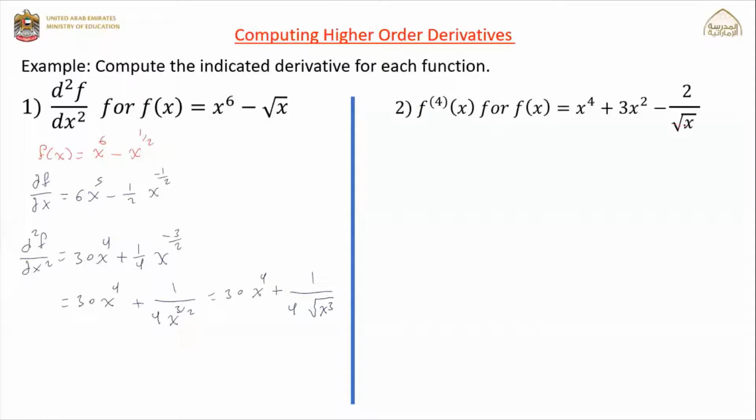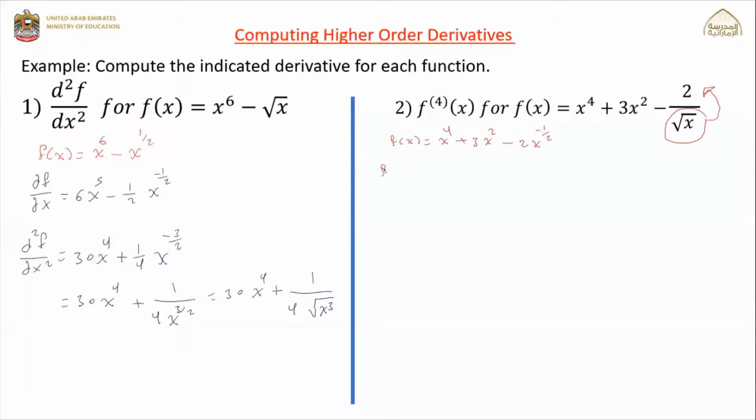So first of all, also I will change the shape of the function. I will start from f of x equals x to the power 4 plus 3x squared minus 2x to the power -half. Now, why -half? Because radical x is x to the power half. When you take it up, it will be x to the power -half.